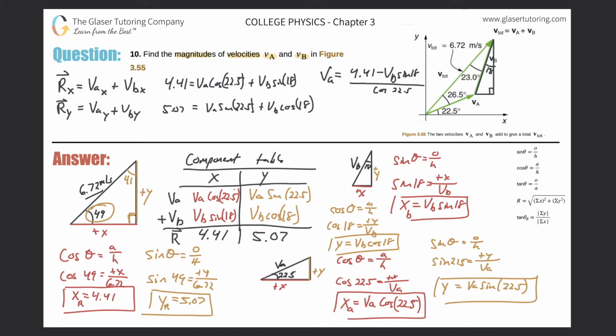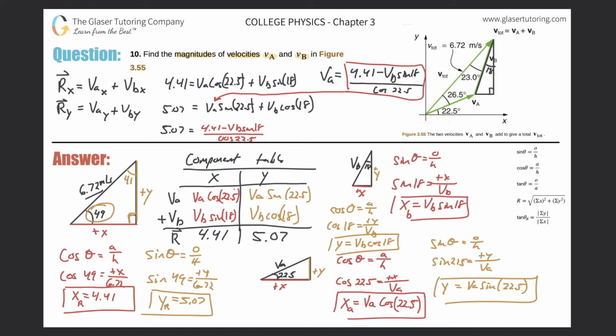Now what I can do with this result is take it and plug it into my second equation. Let me write that out. I'm going to rewrite this equation now. So 5.07 is equal to VA. Let's write it all out. I'm going to put it in red: 4.41 minus VB sine of 18 divided by cosine of 22.5.